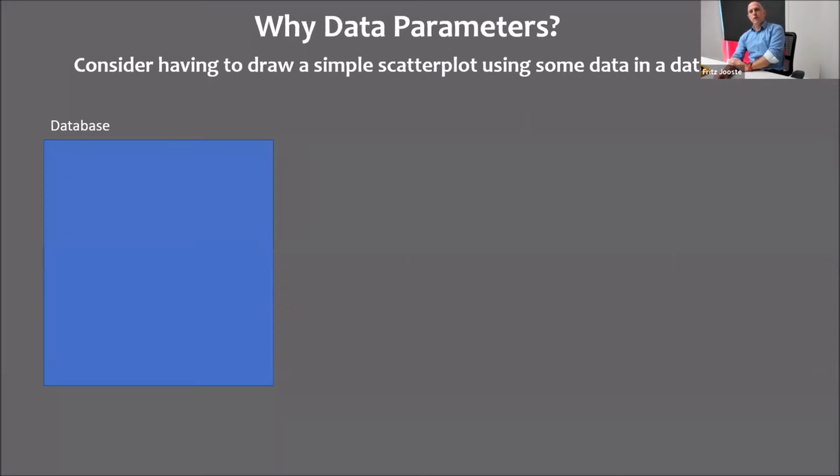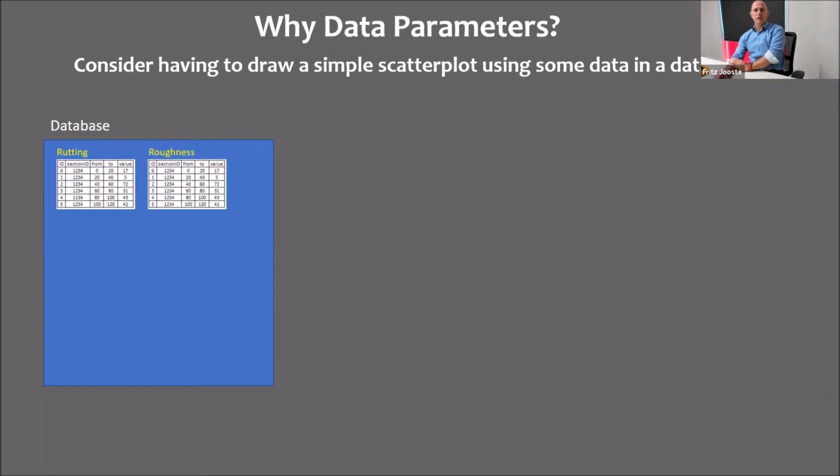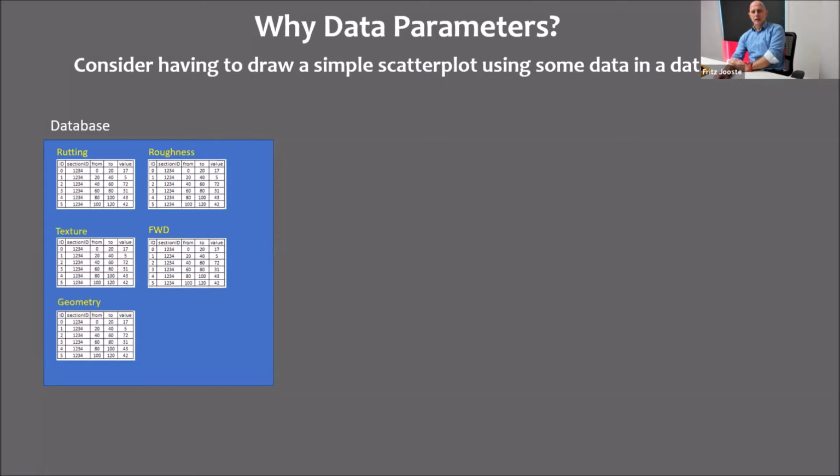Now, if you want to do that, what are the steps that you have to go through? So first of all, you have your database. And of course, in your database, you're going to have different tables representing your different data types like rutting, roughness, texture, FWD, and so on. So in a typical JunoViewer database, you can have 10, 20, 50 tables, depending on how many custom tables you've created inside of your JunoViewer database.